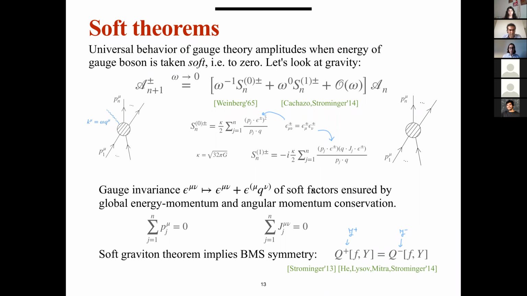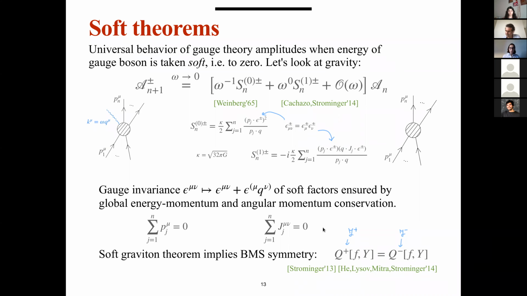Now, gauge invariance of the soft factor, which means we shift the polarization tensor by something that's proportional to epsilon times q, where here I should say I'm in a gauge where epsilon dotted into q is 0 and q squared is 0, so that this polarization tensor is only defined up to this shift. And what happens when we do this shift, we find that the gauge invariance of the soft factors is ensured by global energy momentum and angular momentum conservation. So there's an interesting interplay of conservation laws and soft theorems.